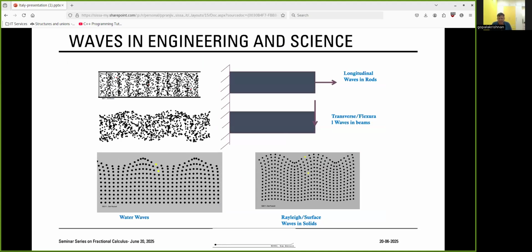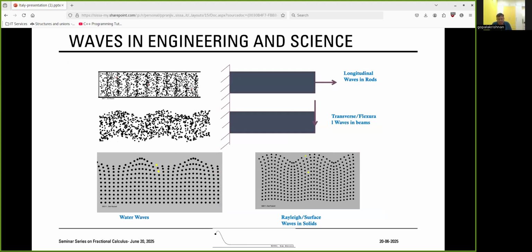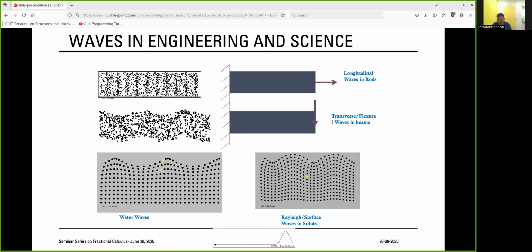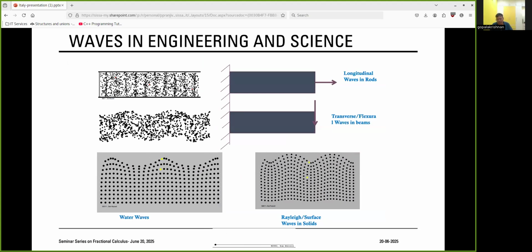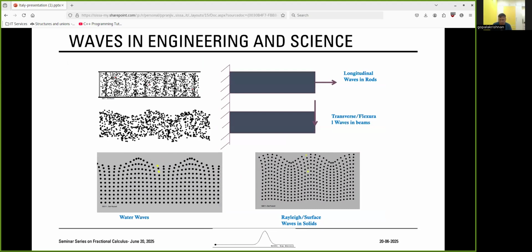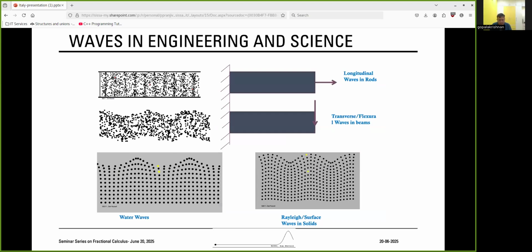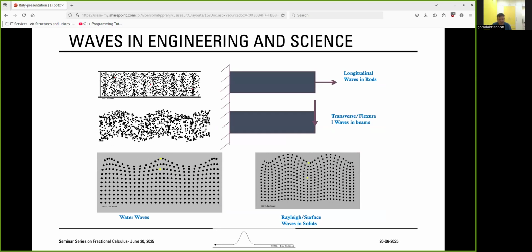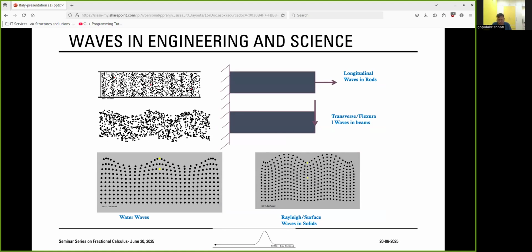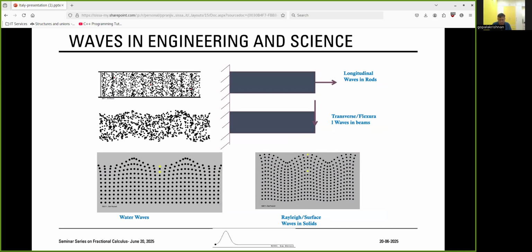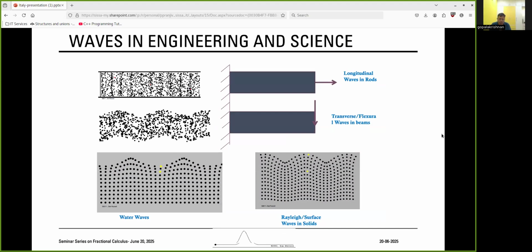So waves in engineering are found all over. You will have the longitudinal waves, basically in rods, in structures. Beams are similar to rods, but they support transverse motion. So you see the pattern of how the wave propagates there. Then you have water waves, which are well known. And in case of an earthquake, you have surface waves, called Rayleigh wave, P wave, S wave, etc.